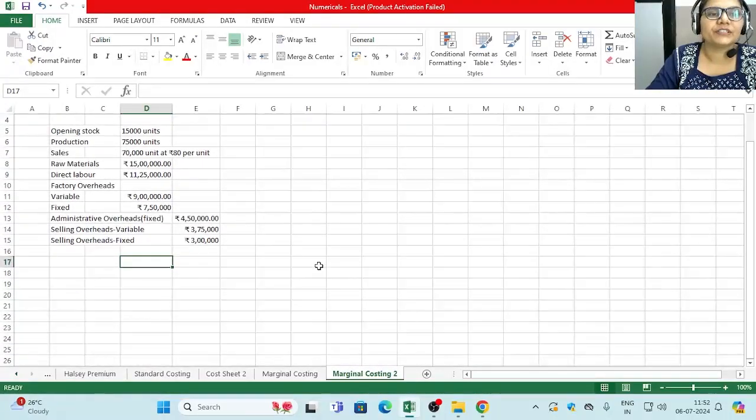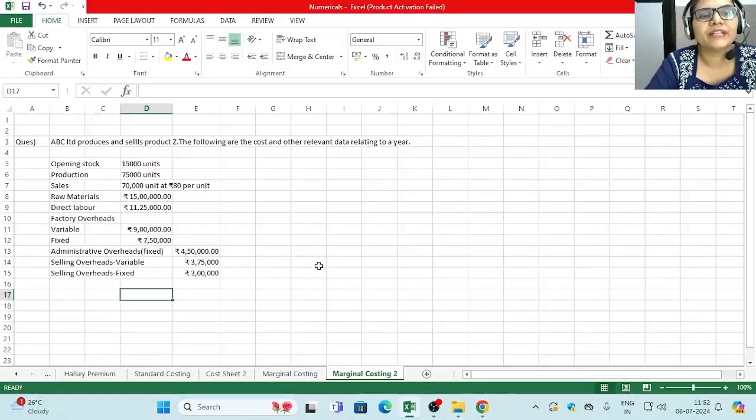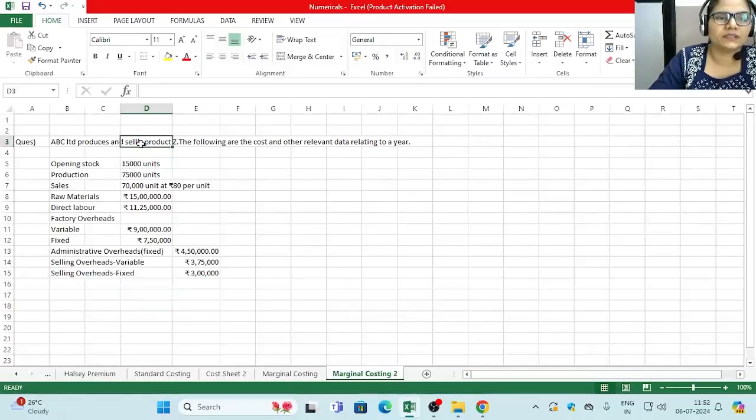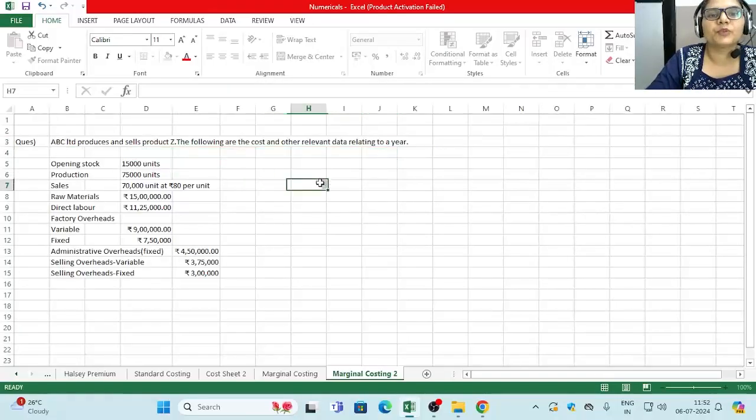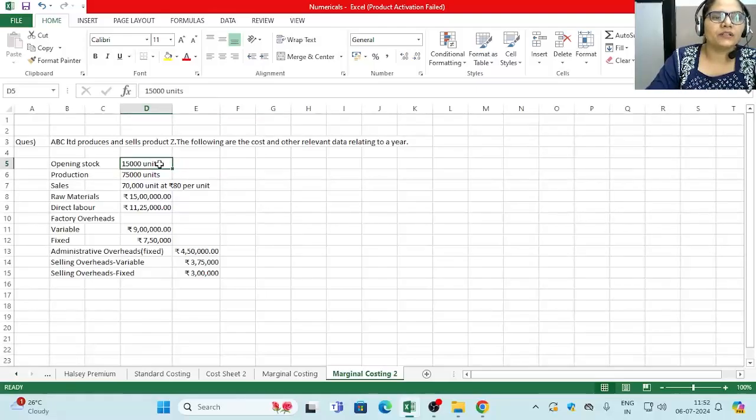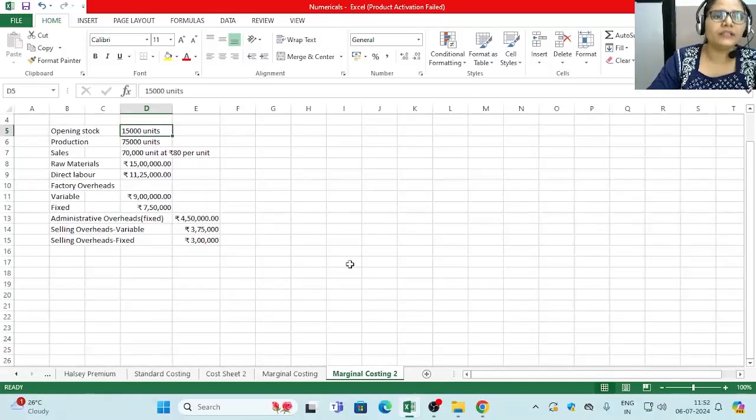So let's take up the question. ABC Limited produces and sells product Z. The following are the cost and other relevant data relating to a year. Opening stock, we have all these particulars related to it. Now, before going deep into the calculation, our first task is to calculate the closing stock.